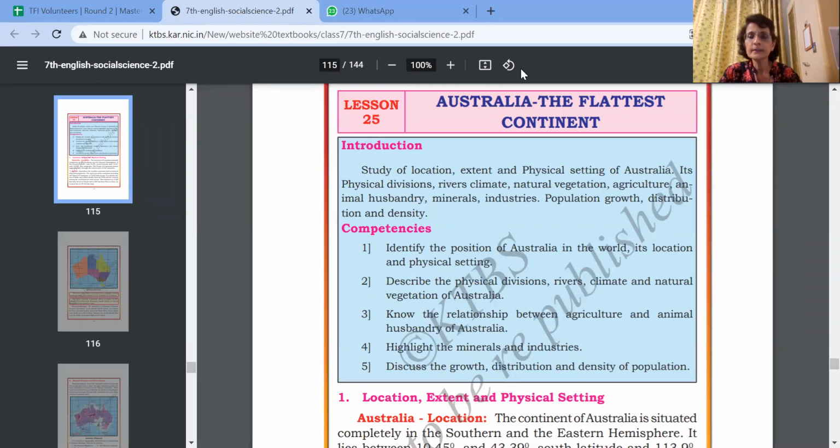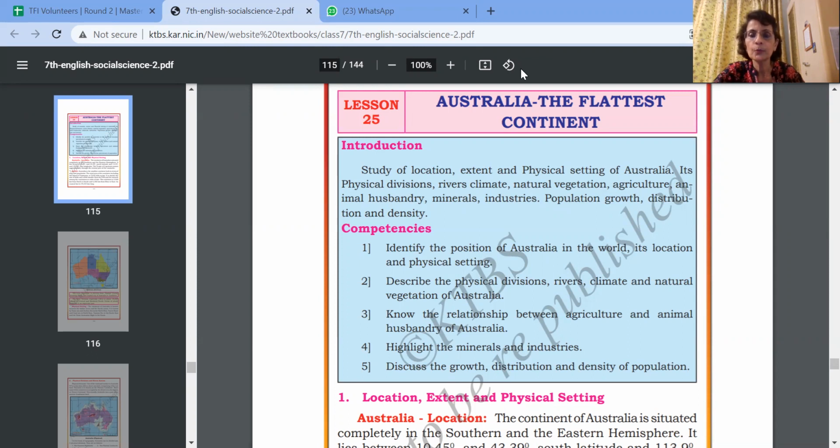So, hi children, this is Preeti ma'am here, and I'll be teaching you this topic of Australia, the flattest continent. You have TFI test, so we have to learn all these chapters very quickly.